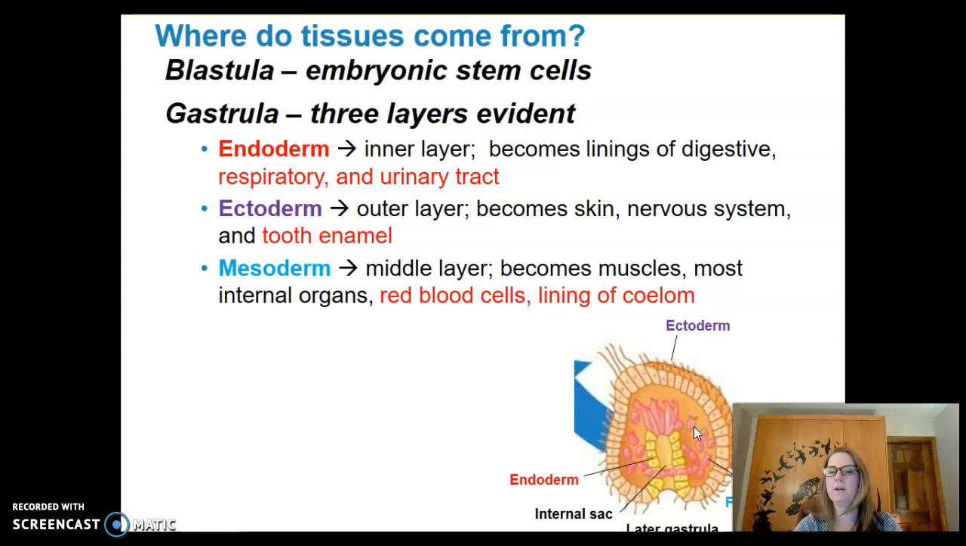Meso means middle. So meso, middle, makes muscles and most of your internal organs. So think heart, lungs, kidneys. Okay, it's also going to make your red blood cells and the lining of your cavity. Okay, and you have lots of cavities, but that's going to arise from the mesoderm.